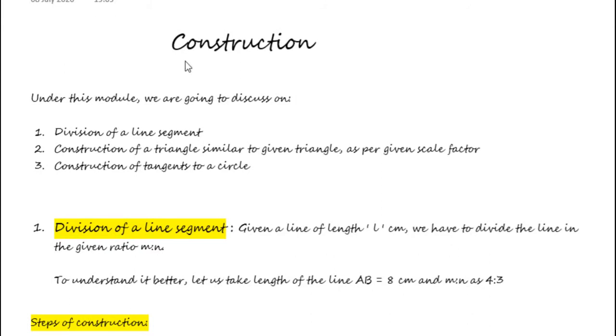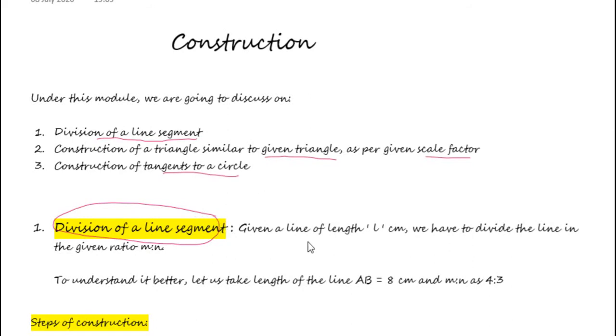Construction. In this chapter we are going to have only one module, that is this module. Under this module we are going to discuss, first one, division of a line segment given the ratio in which it has to be divided. Second one, construction of a triangle similar to a given triangle as per the given scale factor. Third one is construction of tangents to a circle. Let us take the first one, that is division of a line segment.